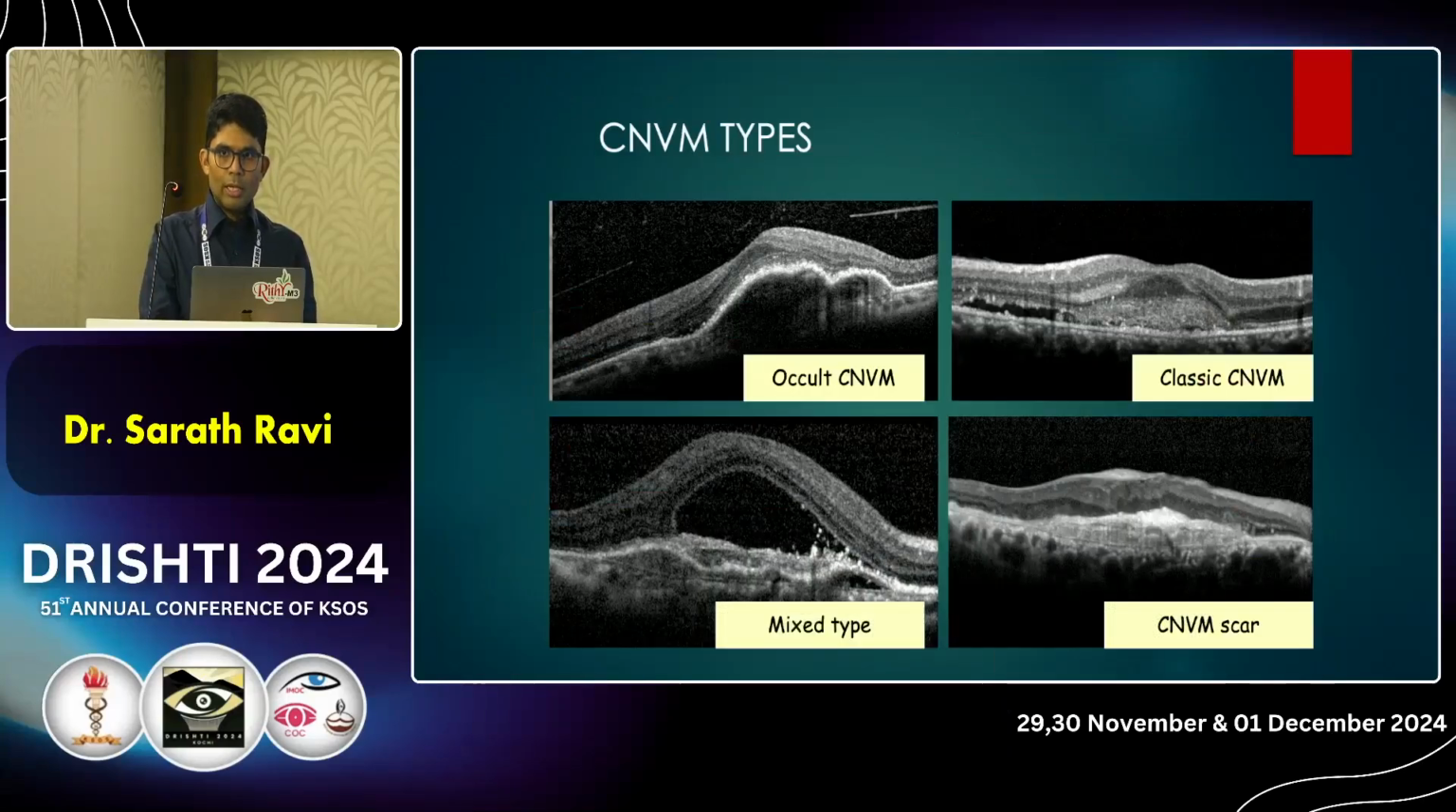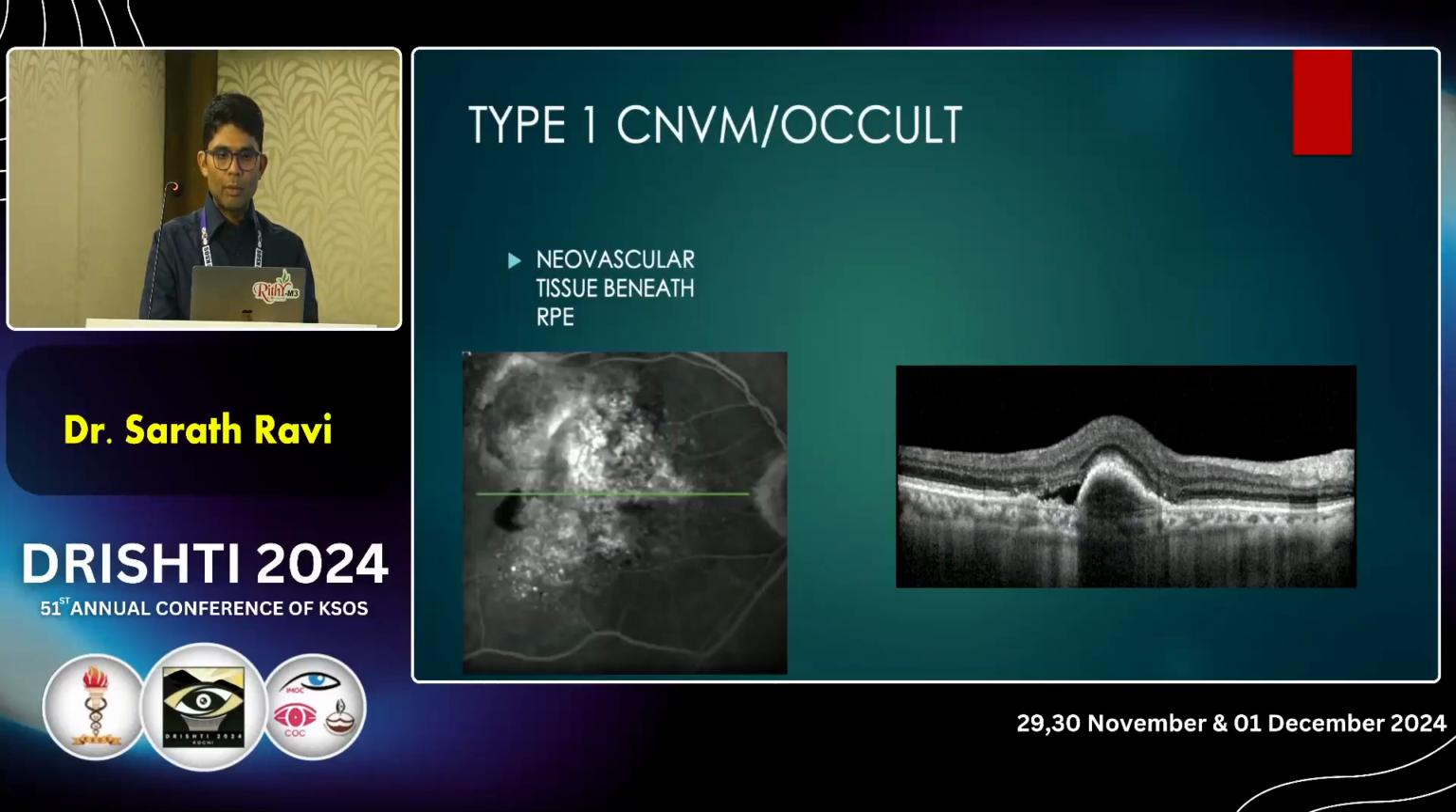So OCT helps in identification of the activity of the CNVM, the location, as well as the type of CNVM. A type 1 CNVM is the one that is located below the RPE, that is between the RPE and the Bruch's, and you have a hyperreflective material along with subretinal fluid, and the FA showing a speckled hyperfluorescence.